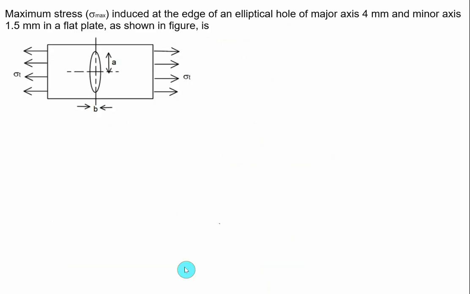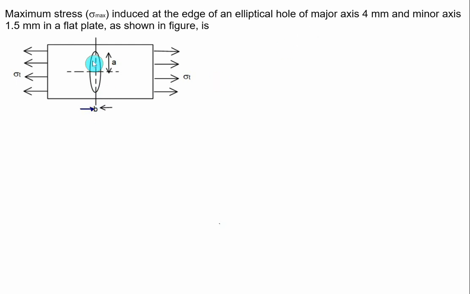So based on the theory, we'll take some numericals on the elliptical hole, circular hole and the fillet radius, and we'll find the value of sigma max. For this numerical, it says the maximum stress induced at the edge of an elliptical hole of major axis equal to 4 mm and minor axis equal to 1.5 mm in a flat plate, we have to find out. If you observe the figure here, the stress is acting horizontally. So the perpendicular dimension will be A and the parallel dimension will be B. It is measured from the axis to the edge.